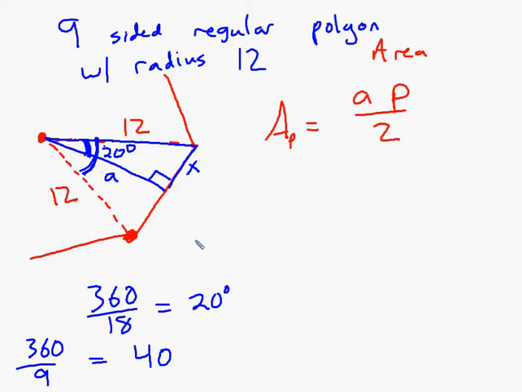How can I get the apothem? Opposite and hypotenuse, which is sine. But to get the apothem, you want cosine, because it's adjacent over hypotenuse. So that would be cosine 20 equals A over 12. And then 12 times cosine 20 is 11.276.